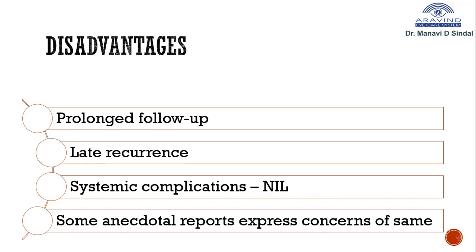Usually, ROP laser is a one-shot treatment. You have the stage, you do the laser. Most of the time it regresses. Very rarely you may need to repeat it. But anti-VEGF needs a prolonged follow-up until the retina has become mature. There can be late recurrences.